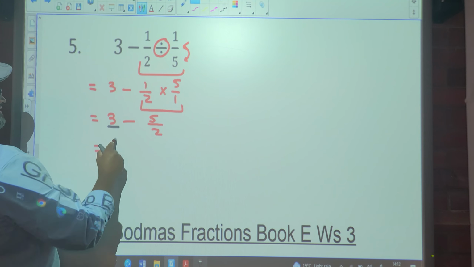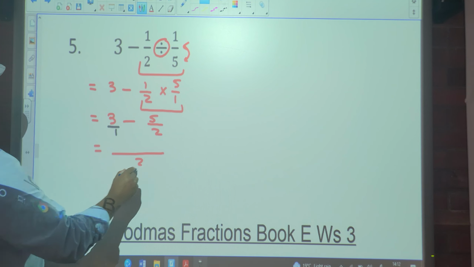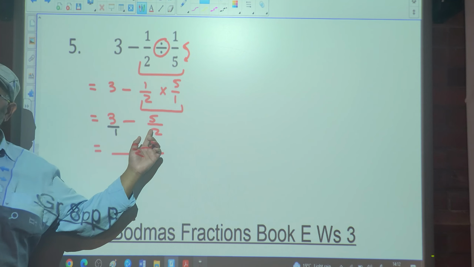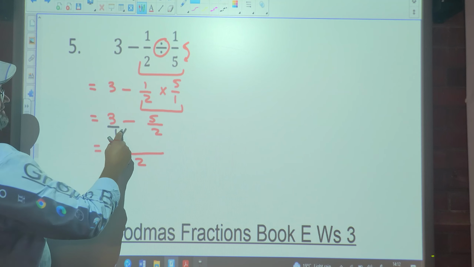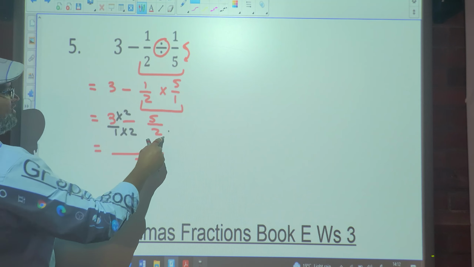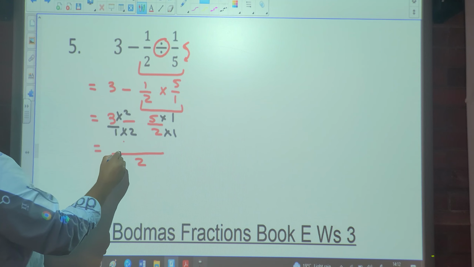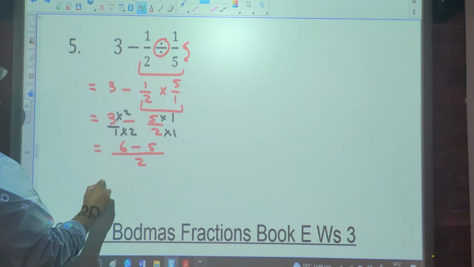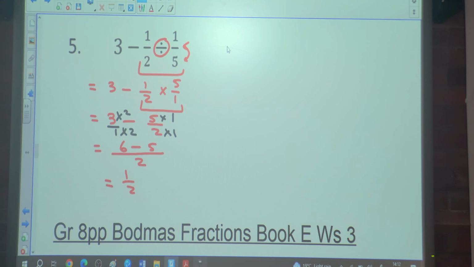Is it naturally over? What's the LCM here? 2. Why am I finding the LCM? Because I'm subtracting. Okay. So I multiply this by 2. This one, 3 multiplied by 2 is 6, minus 5. Okay. Any confusion there?